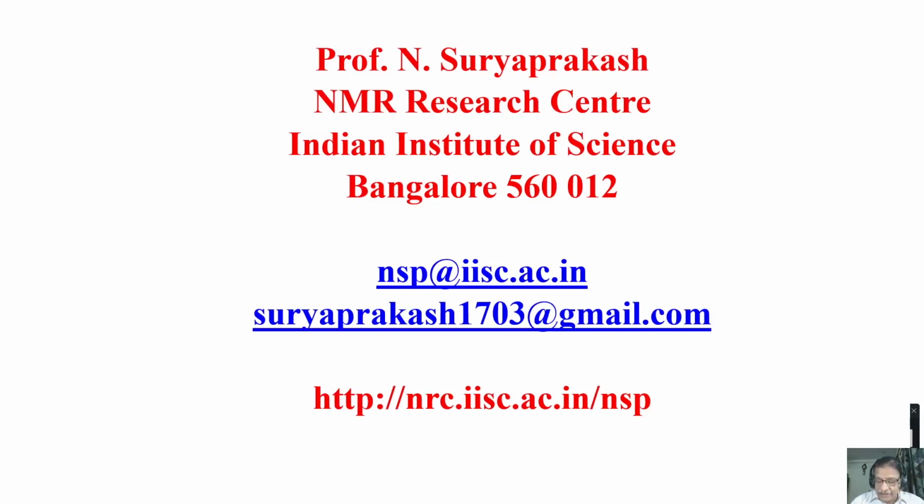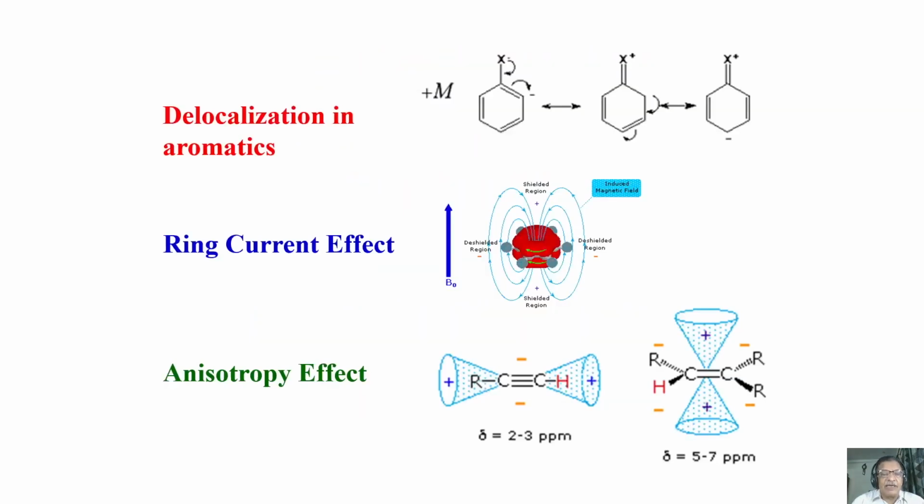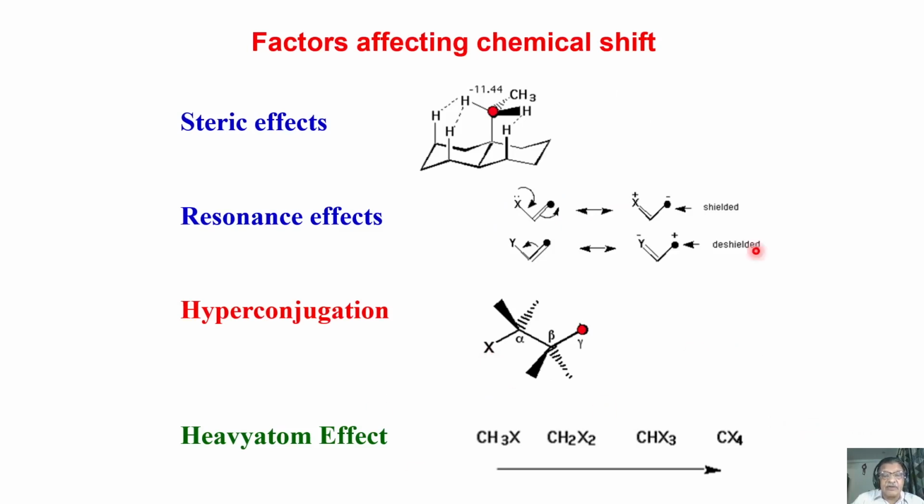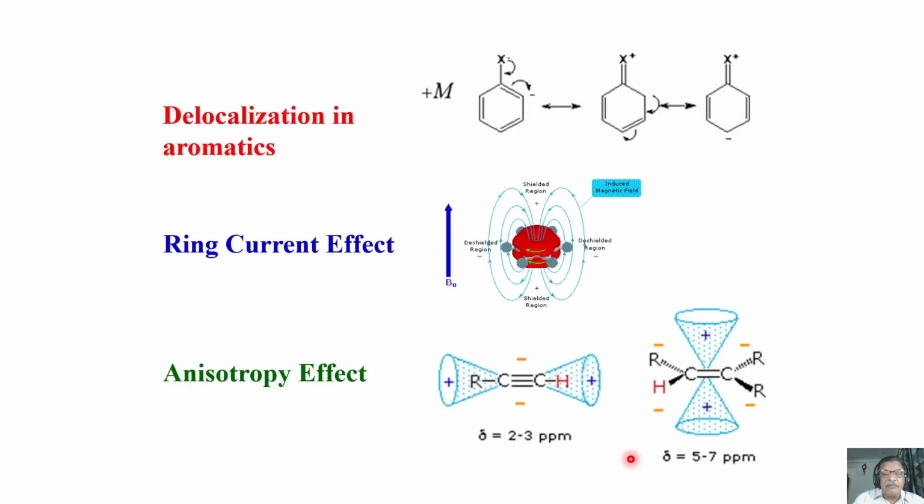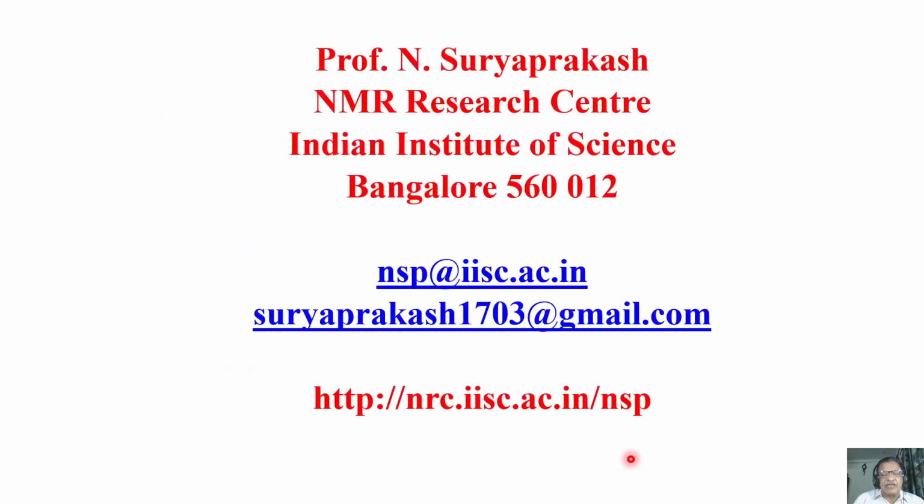In the last class, I did mention some of the factors which affect chemical shift, for example steric effects, delocalization of aromatics, and ring current effect. We also discussed the anisotropy effect, resonance effect, and heavy atom substitution. Various factors are responsible for chemical shifts. We will try to understand today with some examples how these chemical shifts get shielded. Particular protons get shielded and de-shielded, giving rise to different chemical shifts.